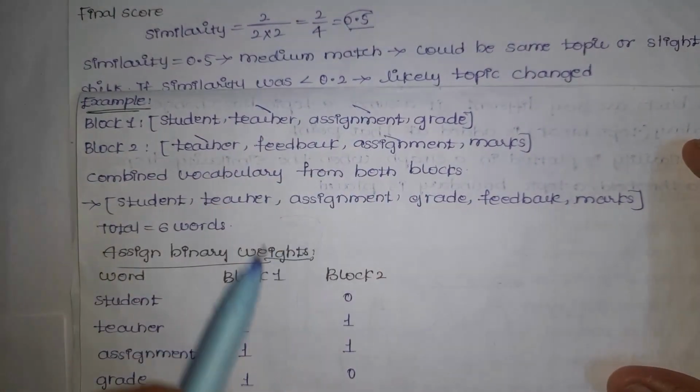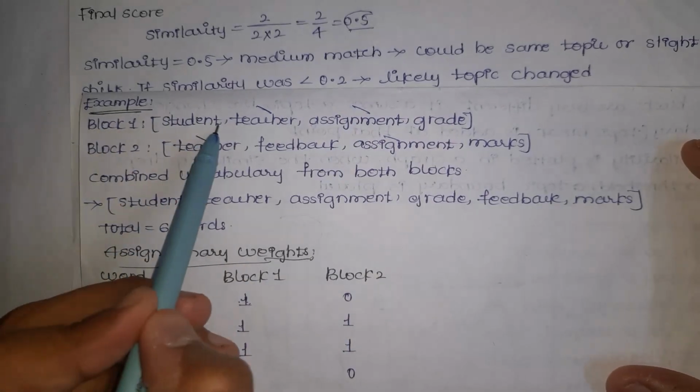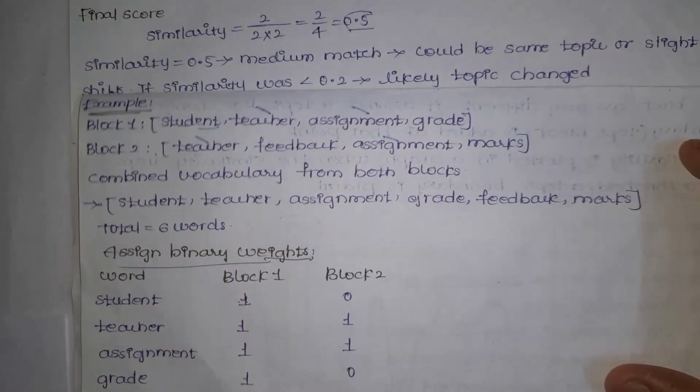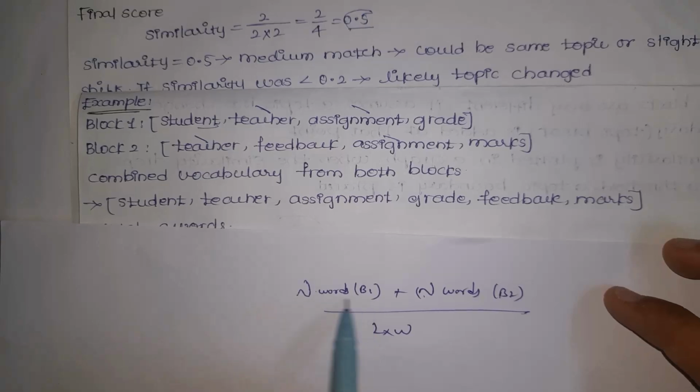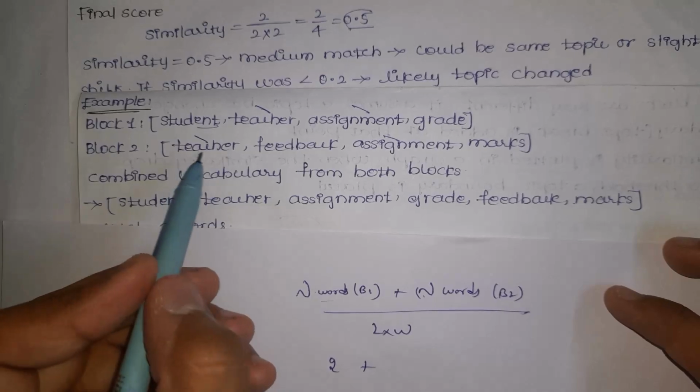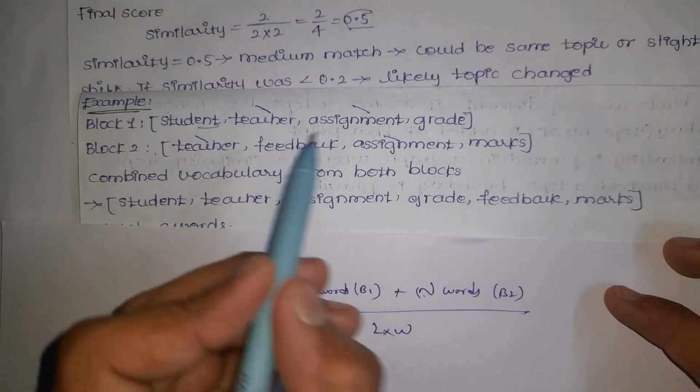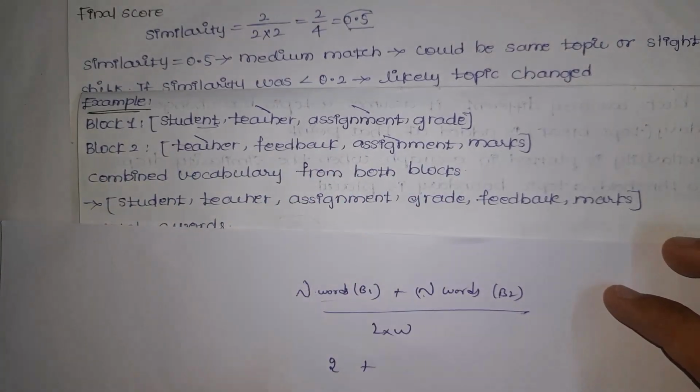So what are the new words? Student and as well as grade. These two are new words. So for new words in block 1, the value is 2 because there are 2 new words. Similarly in block 2, the new words are feedback and marks. These two are new words. So similarly, new words in block 2 is 2.